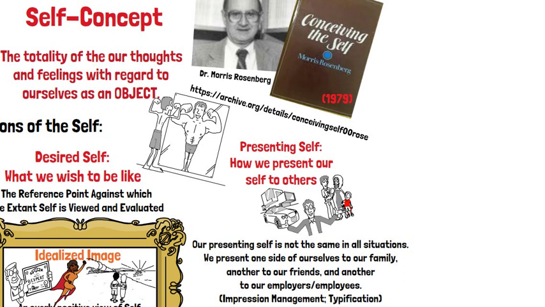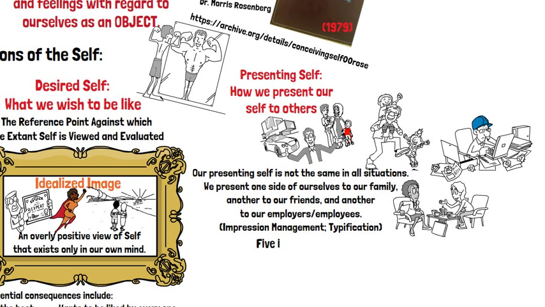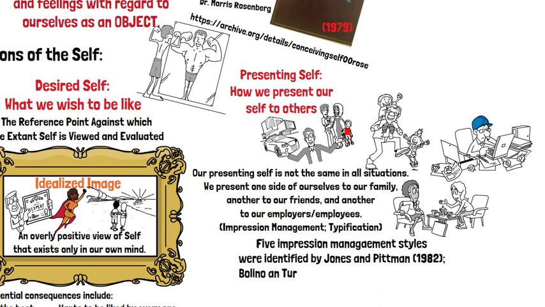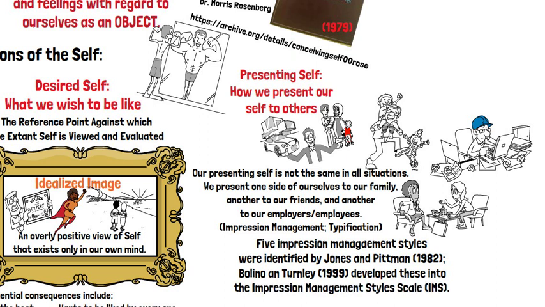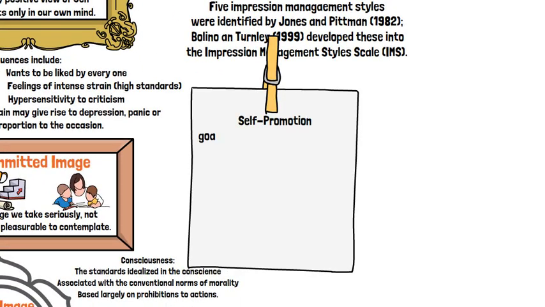Our presenting self is not the same in all situations. We will present one side of ourselves to our family, another to our friends, and even another to our employers or employees. Research in this area has focused on how we manage our presentation of self to others, or what is referred to as impression management. Jones and Pittman identified 5 impression management styles. Bolino and Turnley developed these into the impression management scale. Let's take a look at each of these styles.